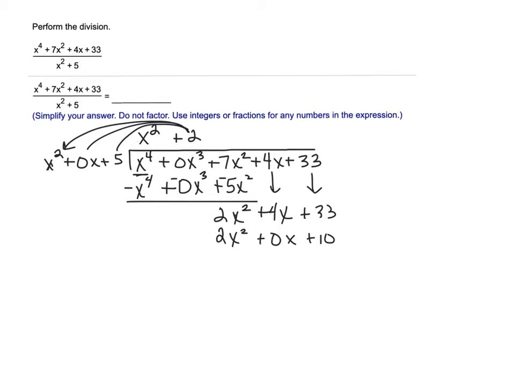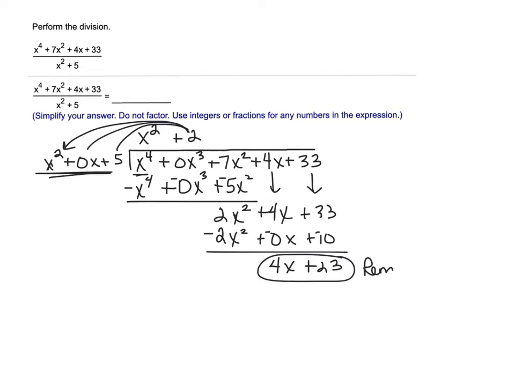Okay, we're almost done. We need to subtract this. And like I said before, you can subtract each individual term by changing the sign, and then you can add. So 2x squared minus 2x squared is 0. 4x minus 0 is 4x. And 33 minus 10, or plus negative 10, is 23. Okay, we're done because this is our remainder, right? And that is smaller than what we divided by, right here.